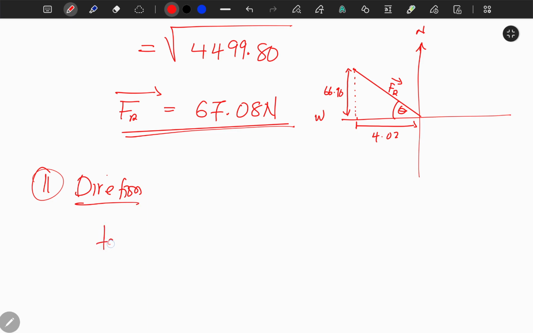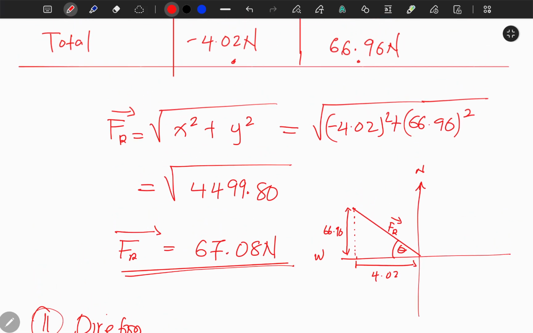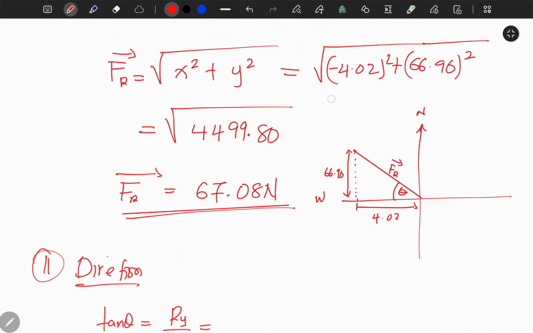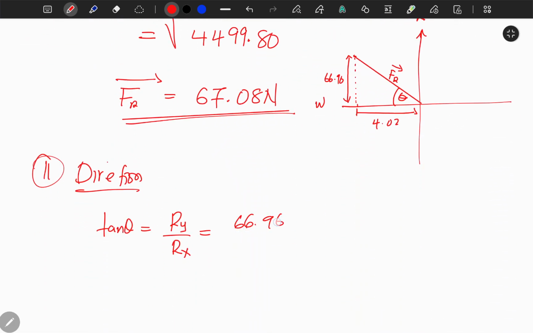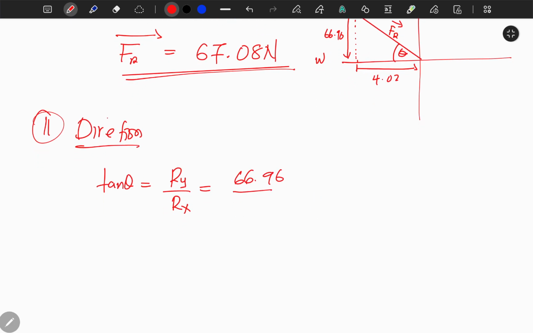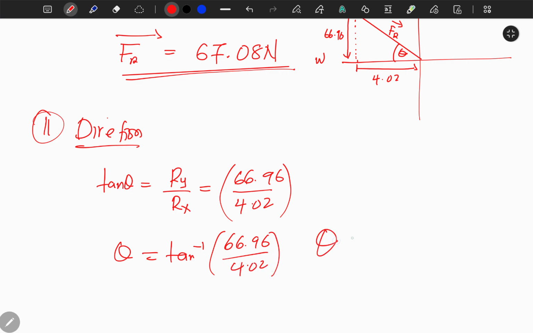So for direction, we use tan theta. You say the resultant force in the y over the resultant force in the x. So it will be 66.96 over, now just treat it as positive. I know there's a negative there, but just take it as positive. It's fine. We will know why we are doing that. So theta will be equal to tangent inverse of 66.96 over 4.02.